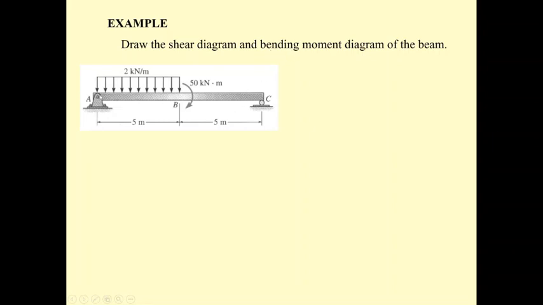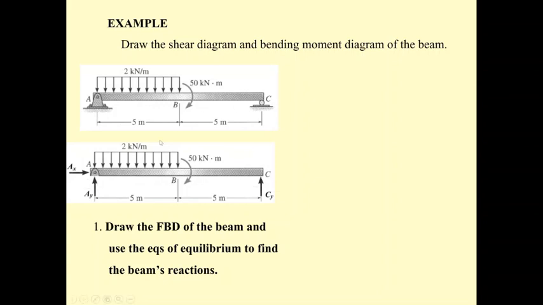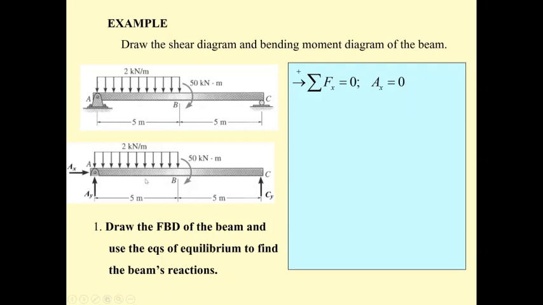This beam is subjected to uniformly distributed load between A and B. And between B and C, there is no force. And at B, we have the clockwise moment of 50 kilonewton meter. And since A is the pin and C is the roller, we can draw the free body diagram of this beam like this. The A is going to have A sub x and A sub y. The C is going to have C sub y. And by using the equation of equilibrium, summation of F sub x equal to 0, and then we get A sub x equal to 0.